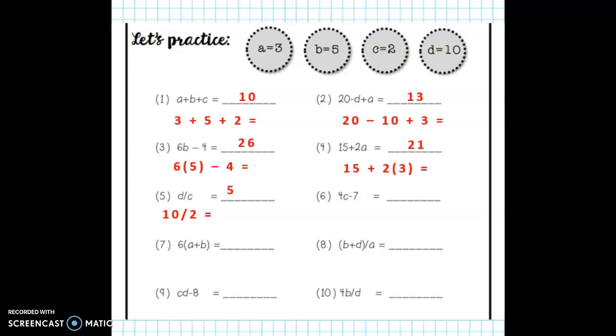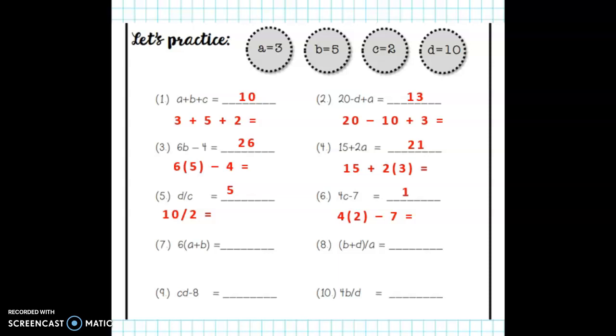Number 6, 4c minus 7. We will substitute the c for the number 2, and that will give us 4 times 2 minus 7. Order of operations says 4 times 2 comes first, which is 8. 8 minus 7 is 1.